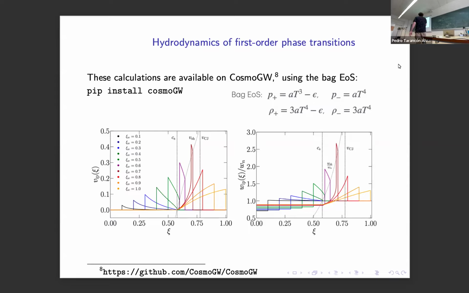So we have recently put out a Python package, which, if you're interested in this type of signals, as well as the gravitational wave diagrams, you can just pip install cosmological and check the documentation to produce these 1D profiles, as well as the gravitational wave diagrams that I will be presenting in a moment.